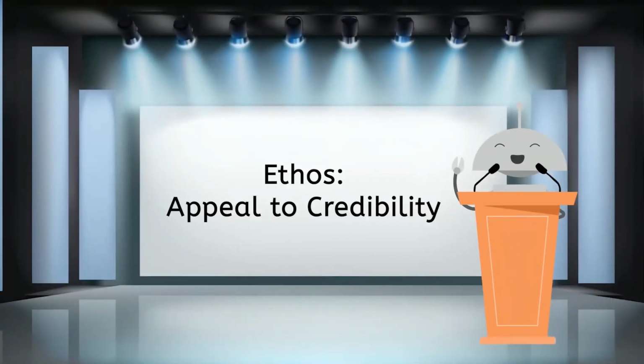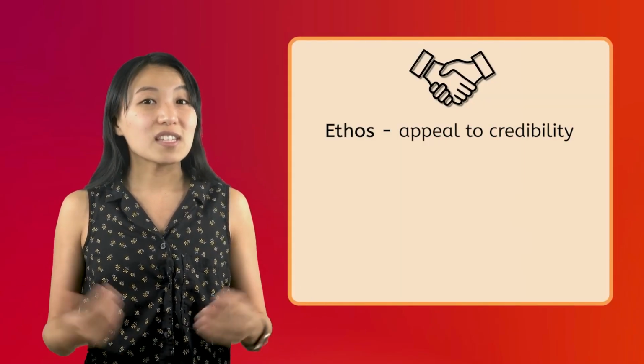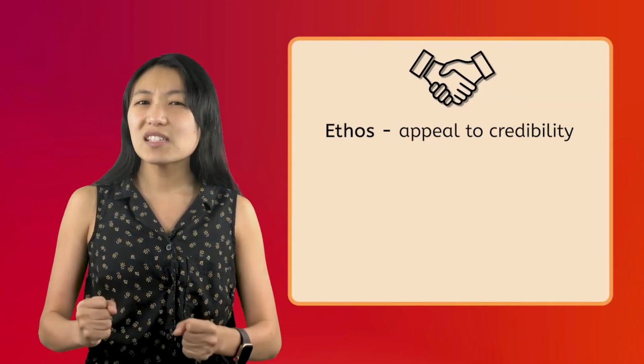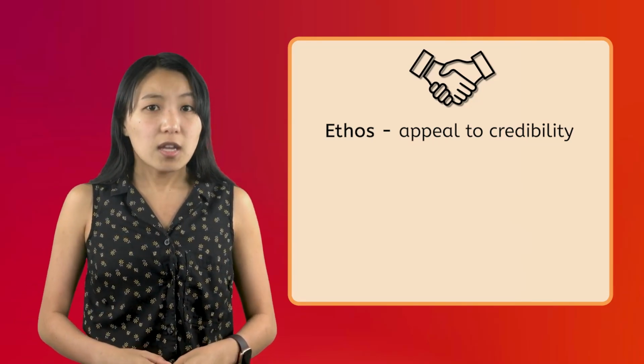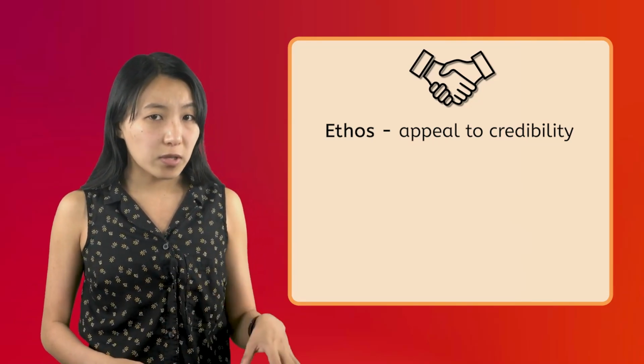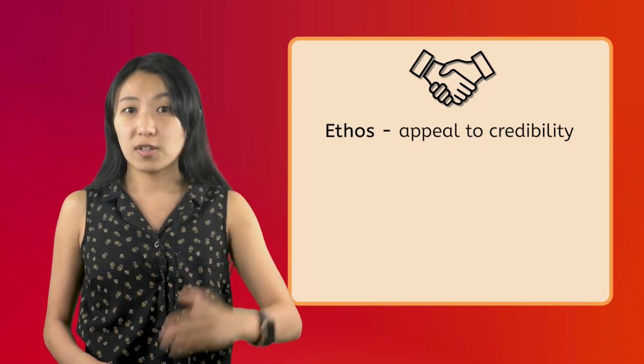Finally, let's discuss our last rhetorical appeal, Ethos. Lastly, we have the appeal to credibility. Often referred to as ethos, this appeal leans on the trustworthiness or expertise of the speaker or writer. Ethos is different from the other appeals because it focuses on the author over the message.